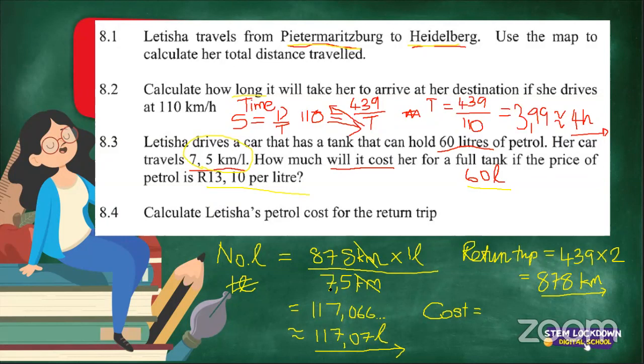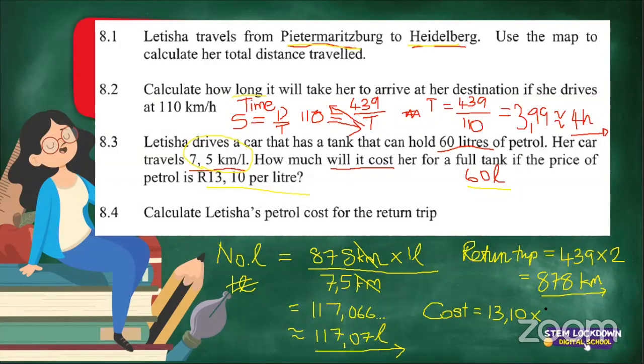Again, you can use this method here. It's really simple. Or you can say the cost for 1 liter is 13 rands and 10 cents, times how many liters? I'm getting answers from Inga, Jared. Let me see if you guys are correct. Obviously, multiply by the amount of liters that you'll be using.